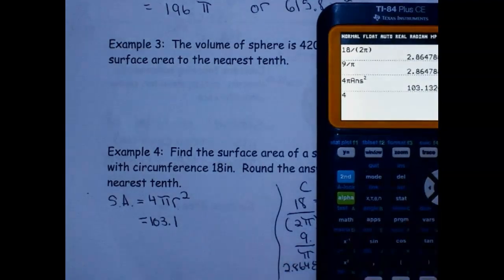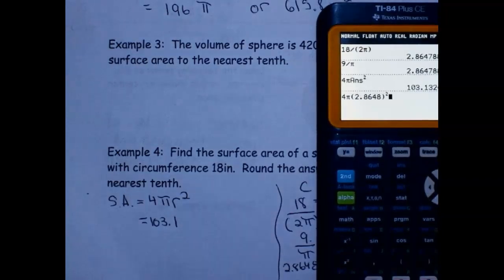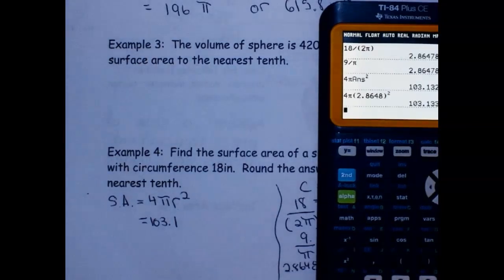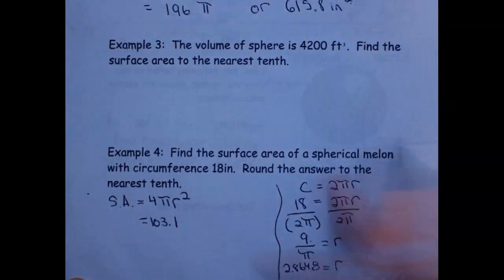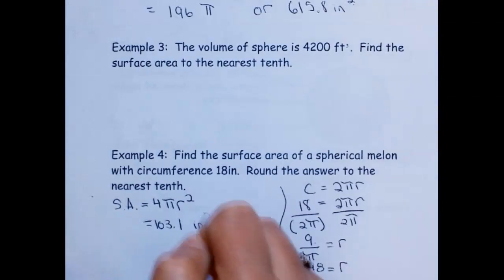If you don't like the answer button, we can still do it that way. 4 times pi, and I'm just going to keep out that 2.8648 and square that, and hopefully I'm going to come up with something pretty close to 103. And I do. So again, whatever your comfort level is using that answer button, or if you don't want to use the answer button, just make sure you leave out enough decimal places. We're talking surface area, so that would just be inches squared.